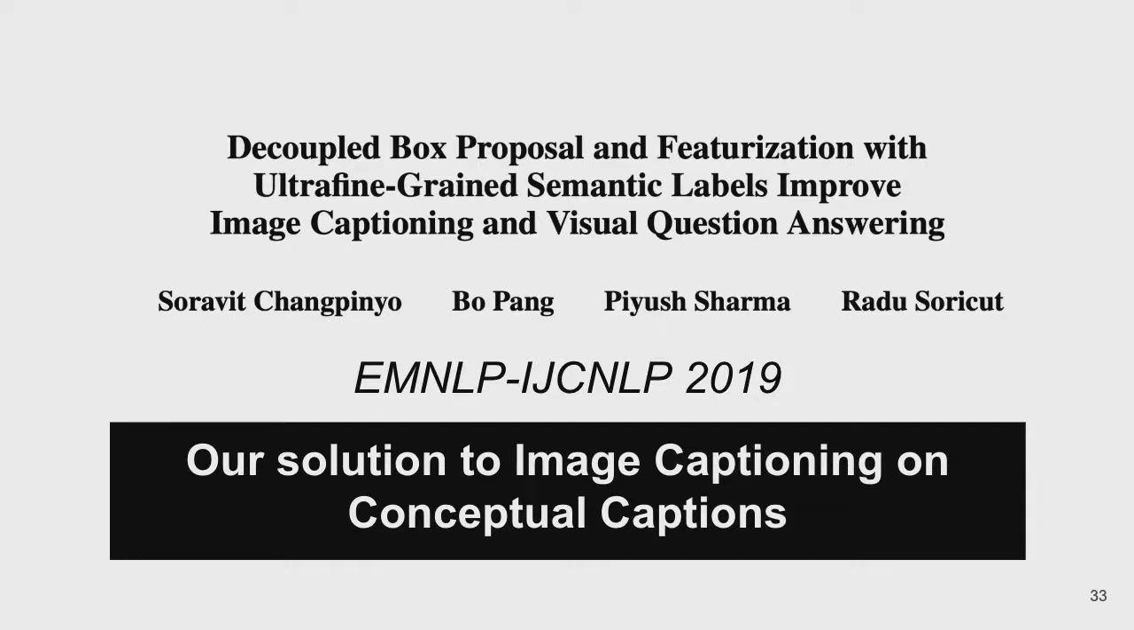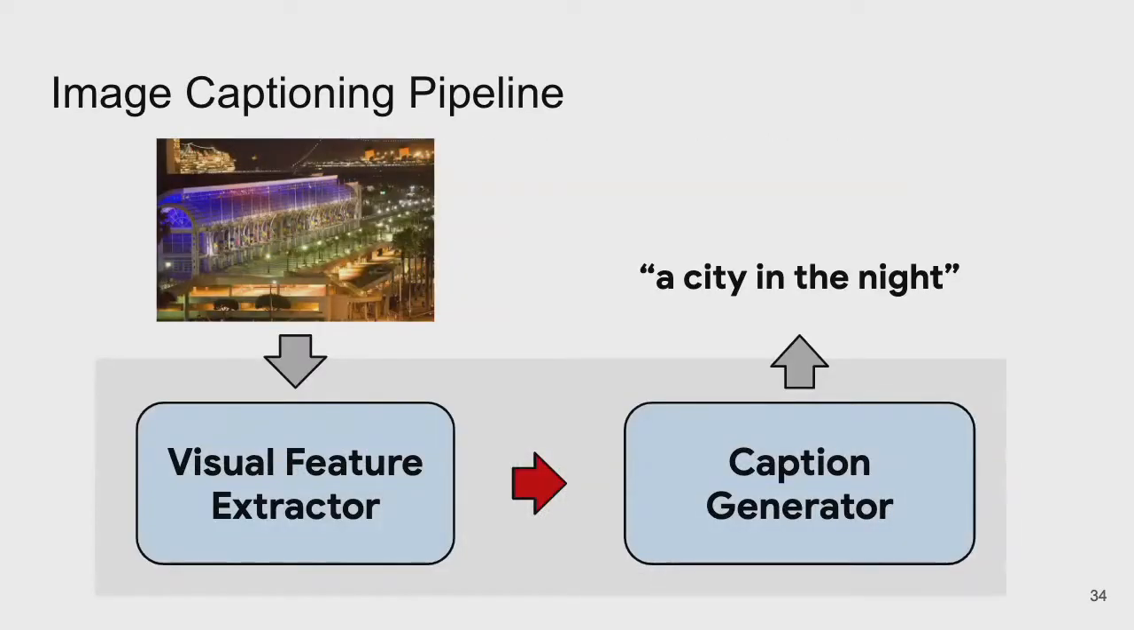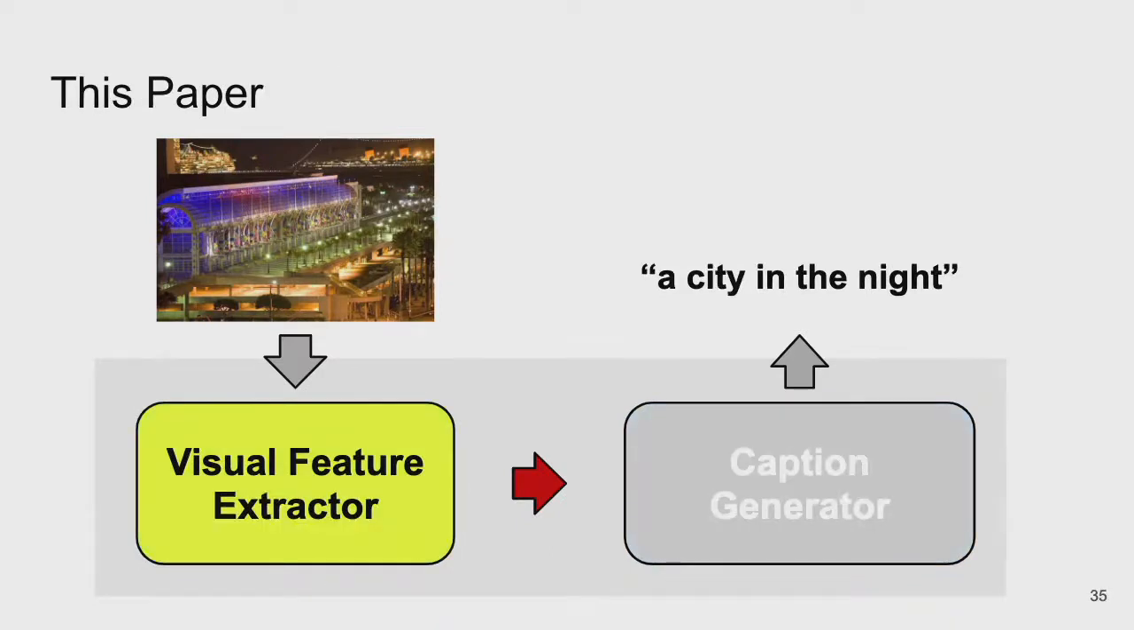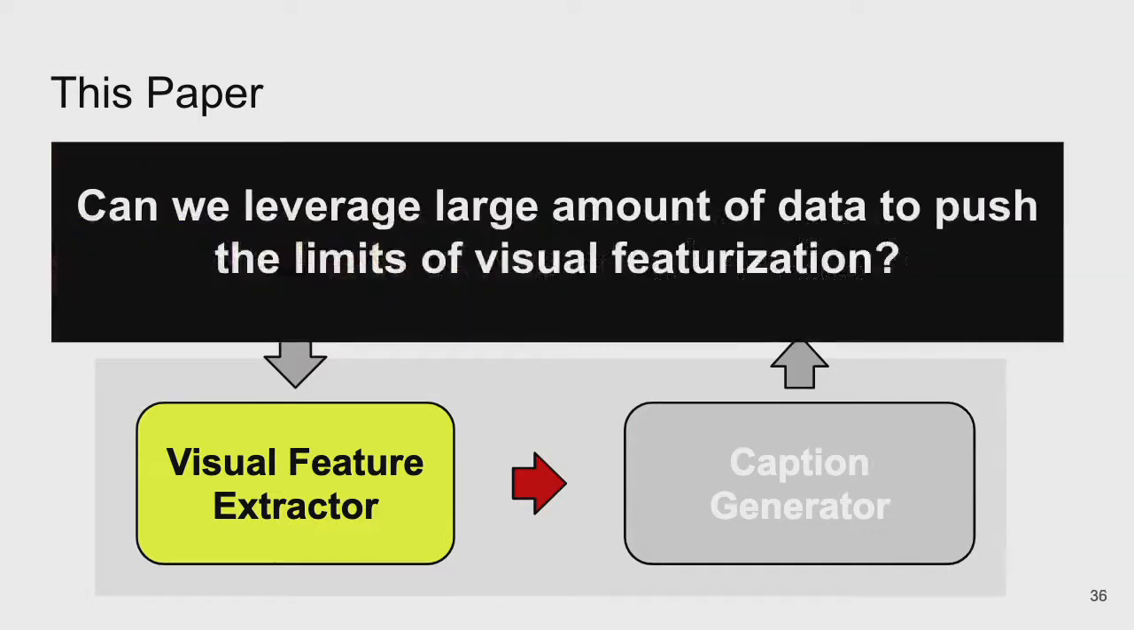Okay, let's go. Image captioning pipelines mostly follow this, right? You have these two components, a visual feature extractor and a caption generator. In this paper, it's more about the first part, and we ask, can we leverage a large amount of data to push the limits of visualization?